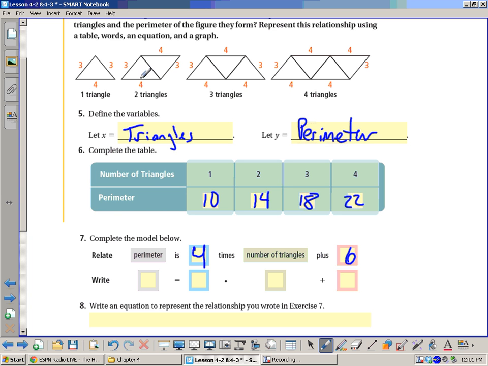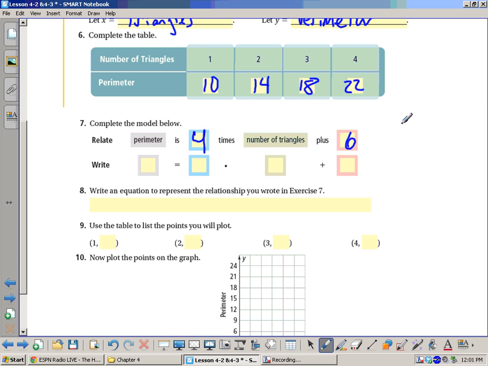Here we're going to get 4 times 2. There's 2 4s plus 6. Here we have 3 4s plus 6, 4 4s plus 6. So our pattern does fit. So we would have an equation, and we would label it to be y, because that's going to be our dependent variable. 4 times x plus 6. So that's going to be our equation. Y equals 4x plus 6.